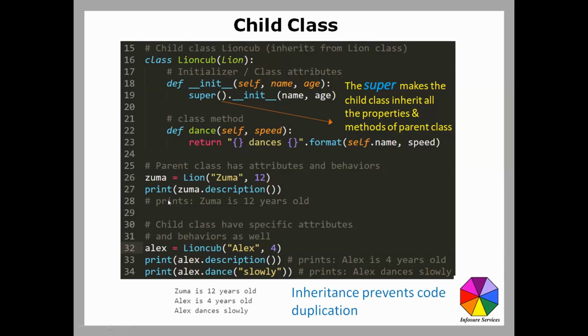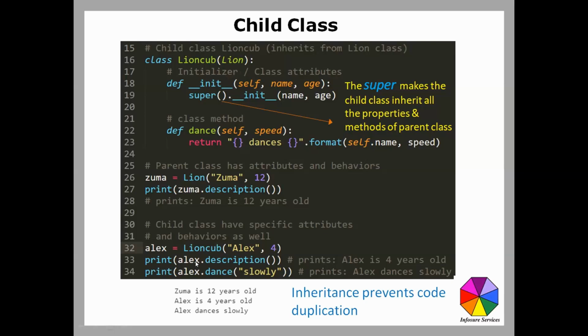Now we're going to instantiate the objects. Zuma is the parent class object, a lion who is 12 years old. So Zuma is created like that. So print Zuma.description will give an output: Zuma is 12 years old. We have coded the description function like this. Then we are assigning the child class, Alex is equal to lion cub, passing the values Alex and 4, so 4 is the age of Alex.